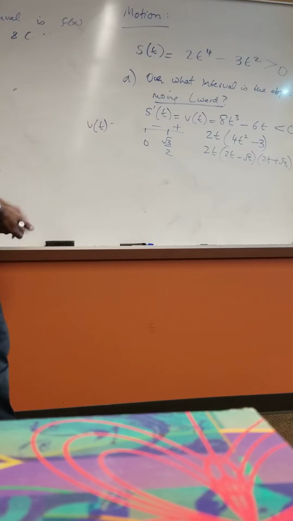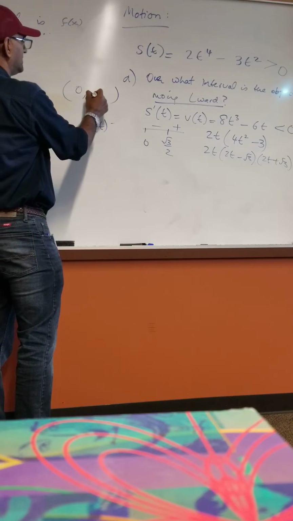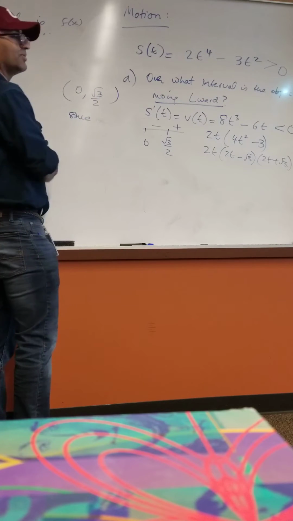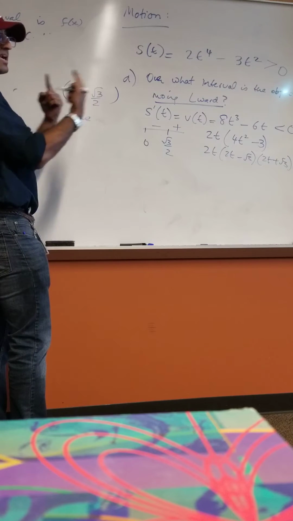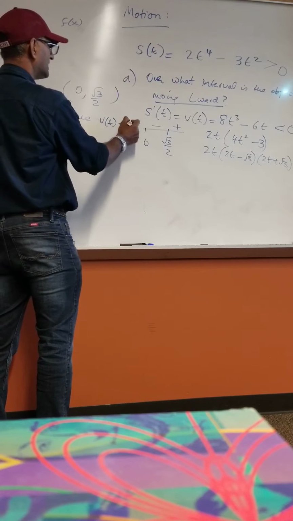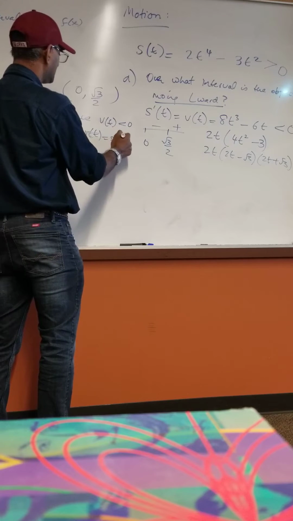It says moving leftward. 0 to radical 3 over 2, since V of t. Guys, I don't know if you paid attention to Morales. He made the connection. This is not enough. Since V of t, which was S dash of t, is less than 0.